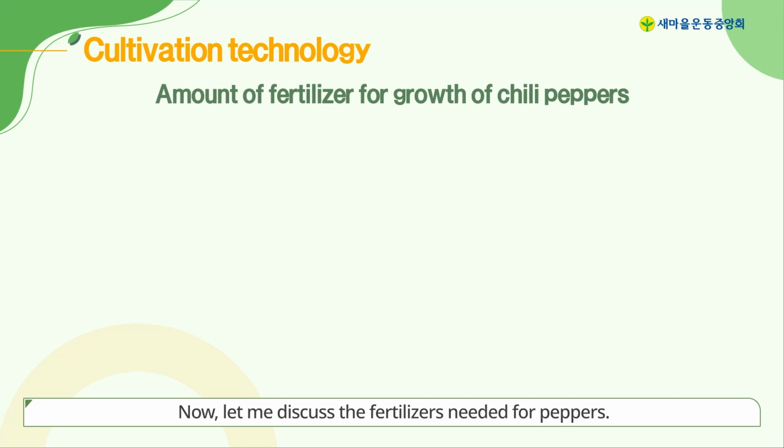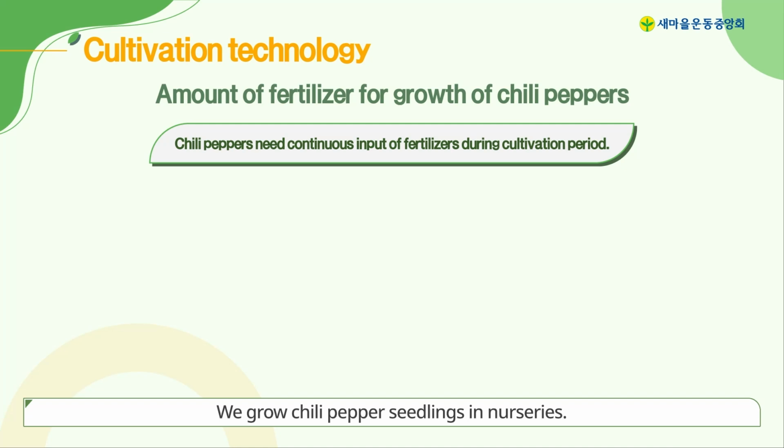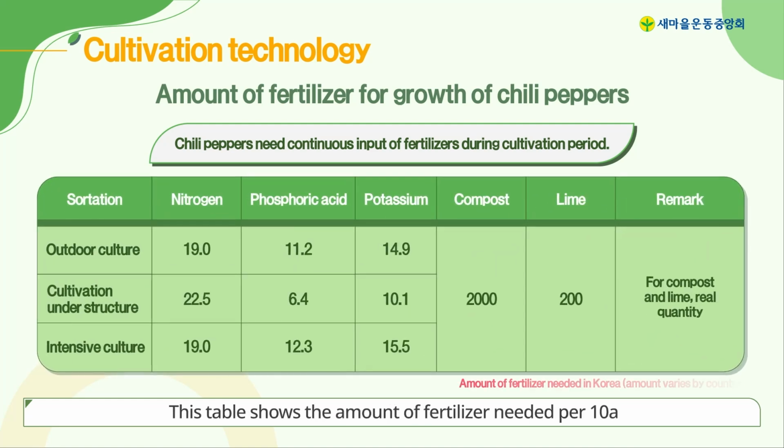Now let me discuss the fertilizers needed for peppers. We grow chili pepper seedlings in nurseries, and because they have a longer growing period in the main field after transplanting, they need more fertilizer than other crops. This table shows the amount of fertilizer needed per 10A, 300 pyong, which is the basic area unit for cultivating peppers in Korea. This is not a definitive answer, as it varies from country to country and from farm to farm.